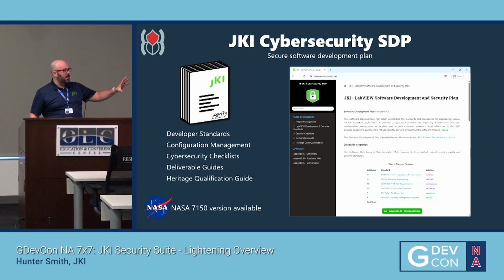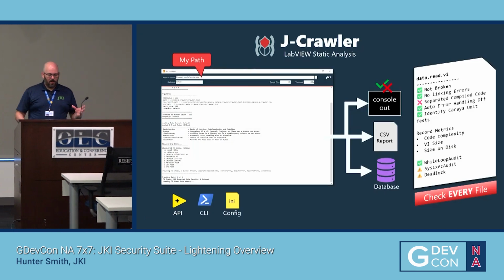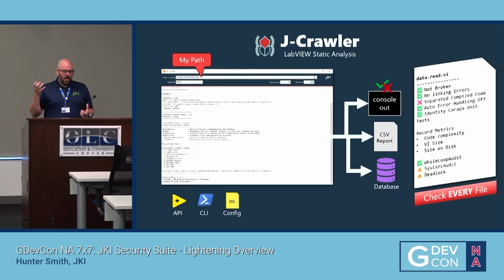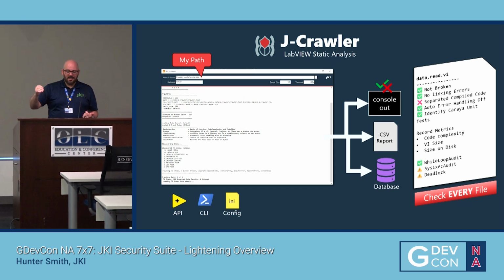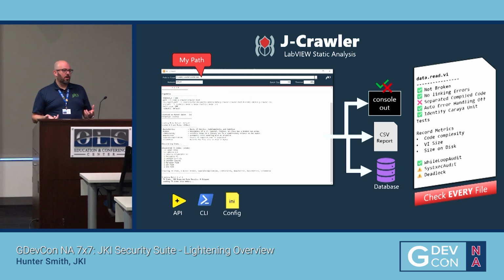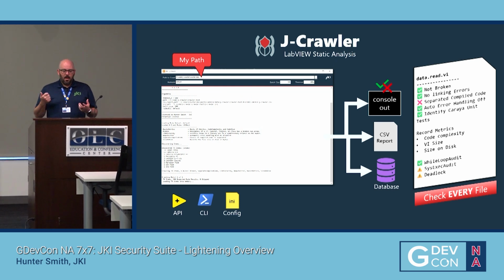So the SDP is kind of one half of our equation. The other half is JCrawler. JCrawler is a LabVIEW static analysis tool. Similar to VI Analyzer, but it has a lot of specific capabilities. We can run it from LabVIEW, we can run it through the GCLI, we can run it through PowerShell and incorporate it into our CI/CD pipelines. It's going to produce a console output, a CSV report, and new for the most recent version of JCrawler, it's now storing all of its data in a database.